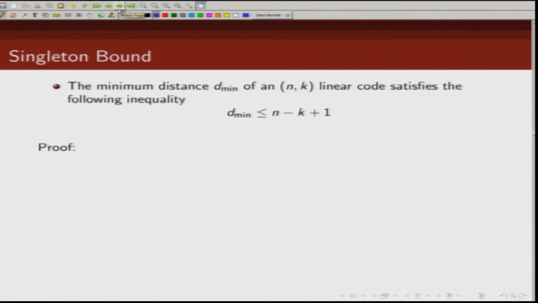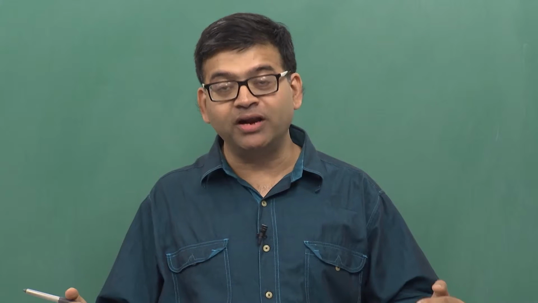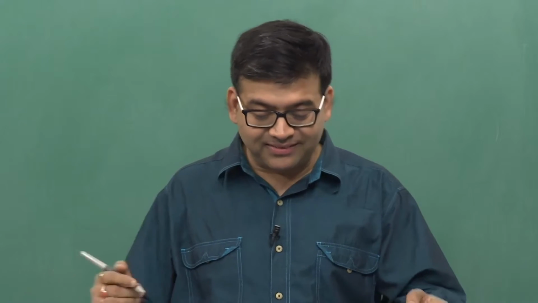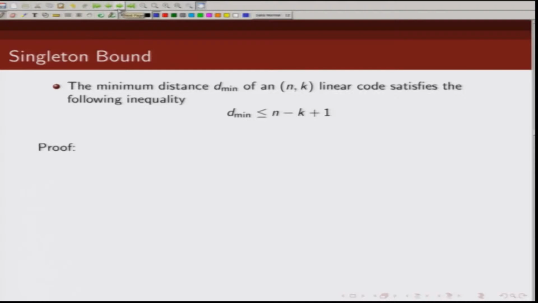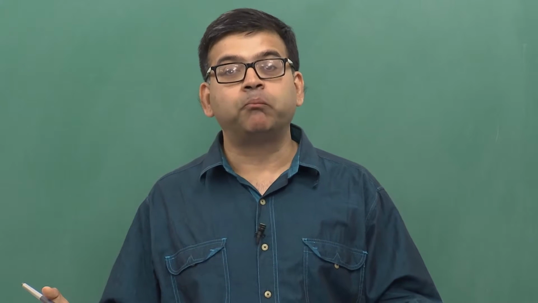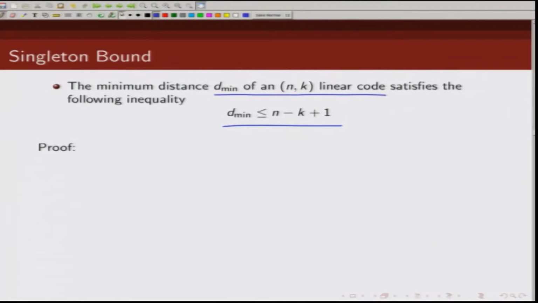The next bound that we will talk about is Singleton bound, which gives an upper bound on minimum distance. The Singleton bound says that the minimum distance of an (n,k) linear block code must satisfy this inequality: minimum distance is less than or equal to n minus k plus 1. Now, how do we prove this?